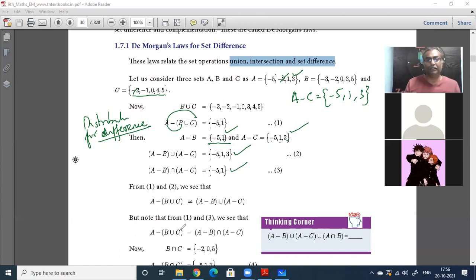Very good. Now, what is he coming to conclude? He is concluding that A minus B union C is not equal to A minus B union A minus C. That means this distributive law is not true.